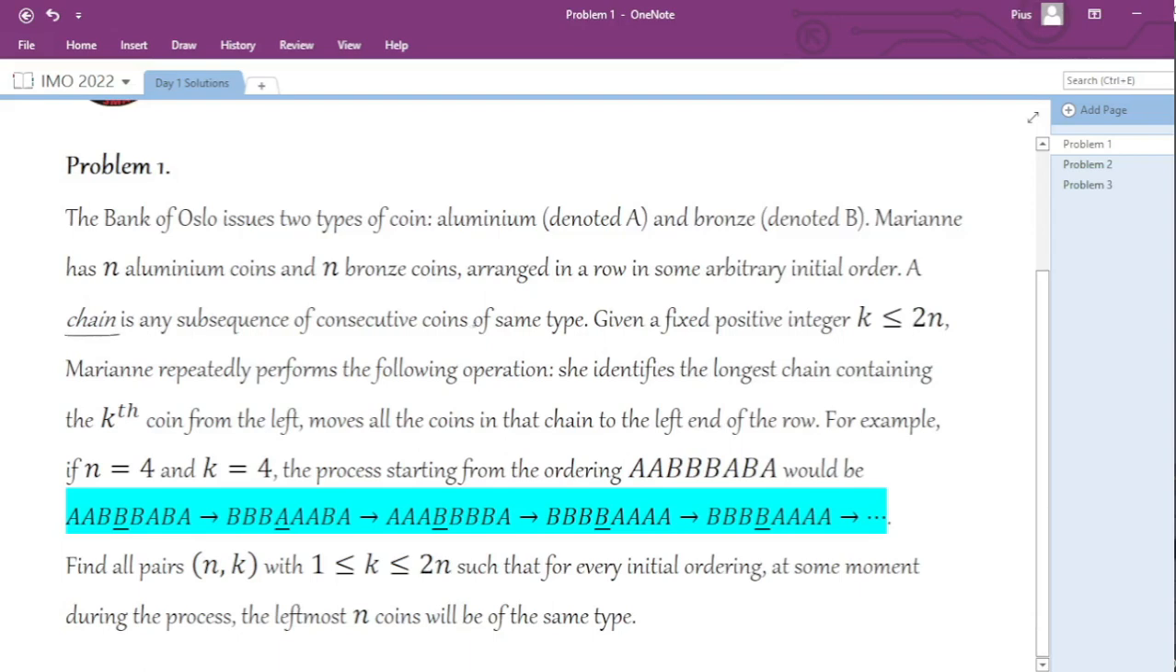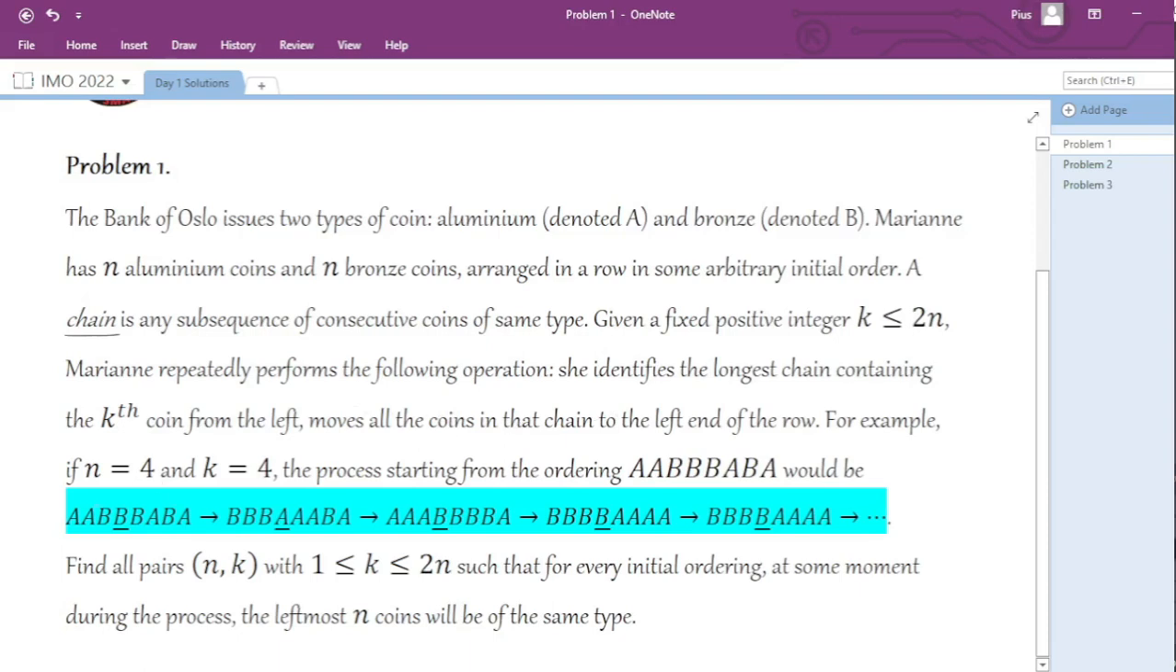Now given a fixed positive integer k less than or equal to 2n, we repeatedly perform the following operation. We take the longest chain that contains the kth coin from the left and move all the coins in that chain to the left end of the row. So here's an example to describe the process.